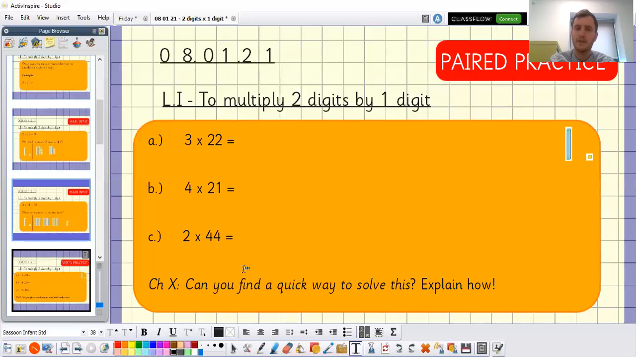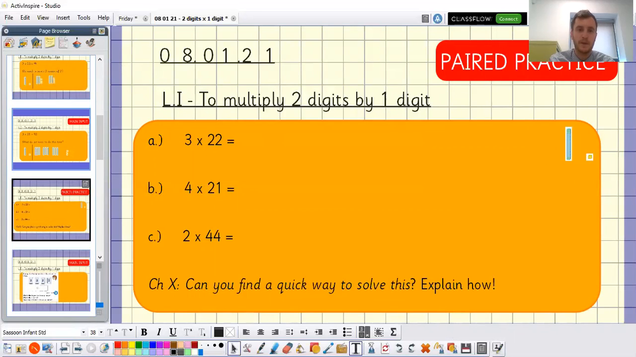And as a challenge X, if you're thinking, well, this is easy, I get this super quickly, can you find any quick ways to solve this? And maybe explain how you have solved them. Once again, if you want some extra time to work through these challenges, pause the video there, have a go, and then replay the video when you're ready to see those answers. Let's look at those answers together then.